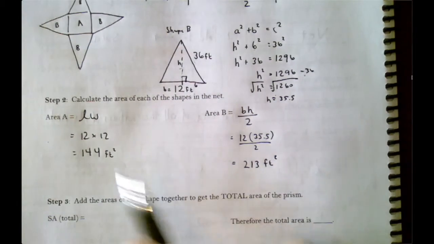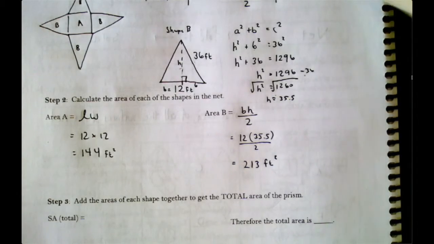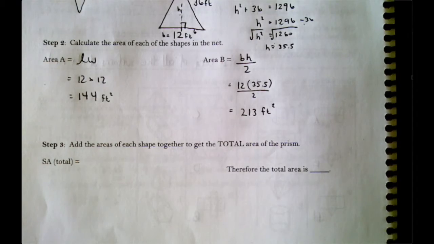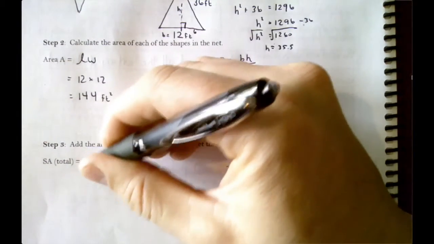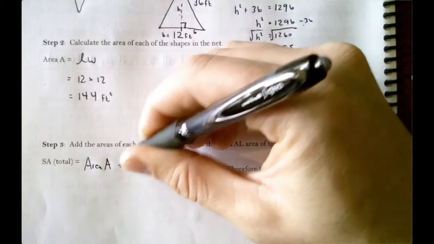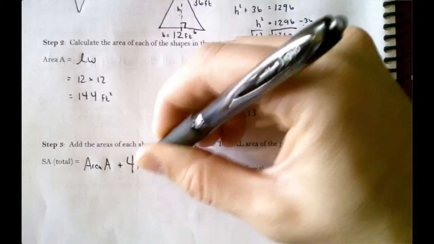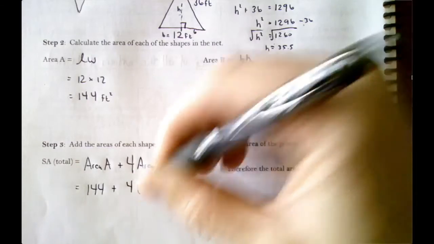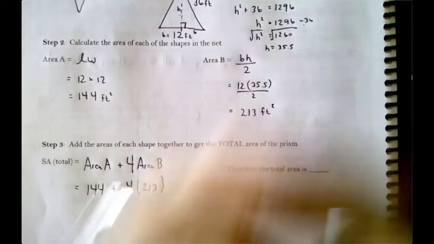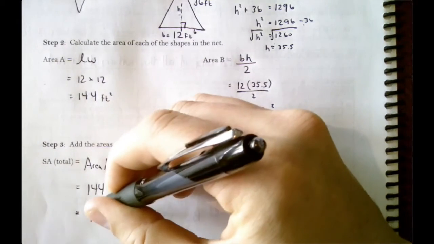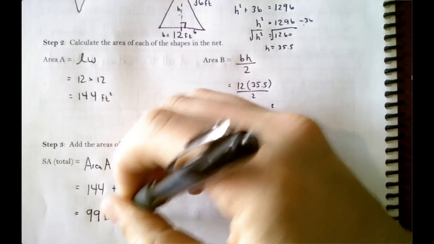So now we know the area of the square and the area of the triangle. So if we want the total surface area, what do we have to do? Well, we have to add them up. We've got 1 of area A plus 4 of area B, because we have 4 triangles. So that means we have 144 plus 4 times 213. And if we do that math, we end up with 996 square feet.